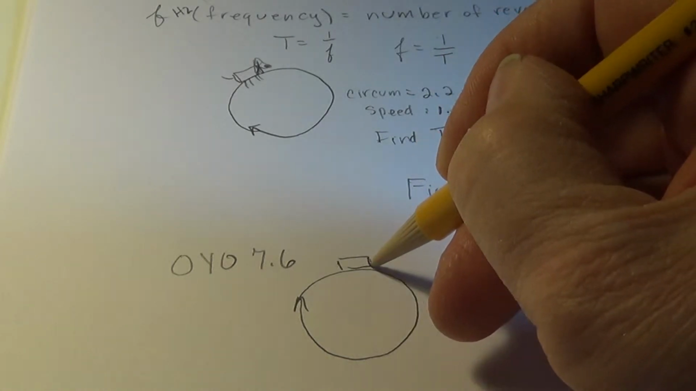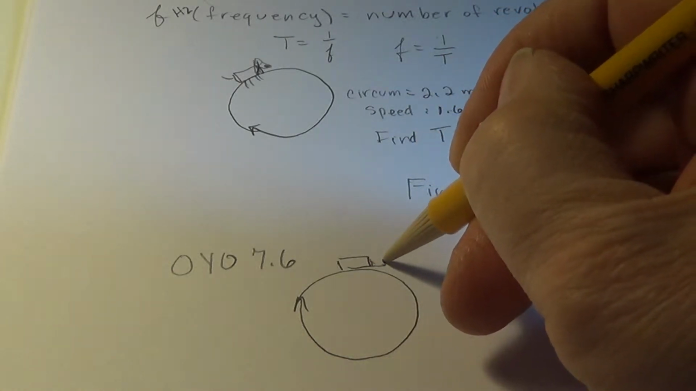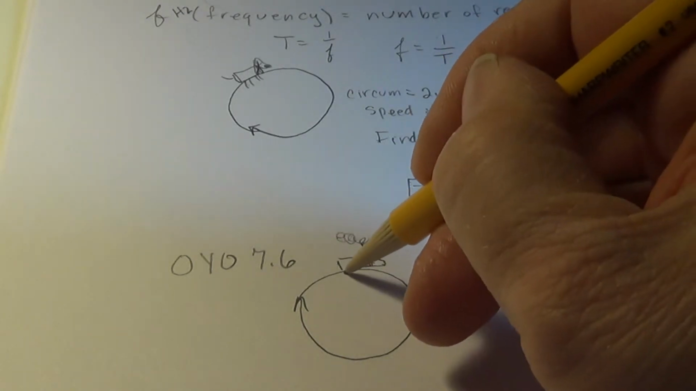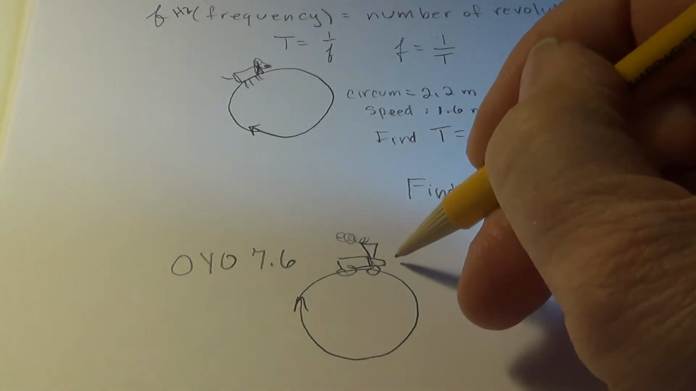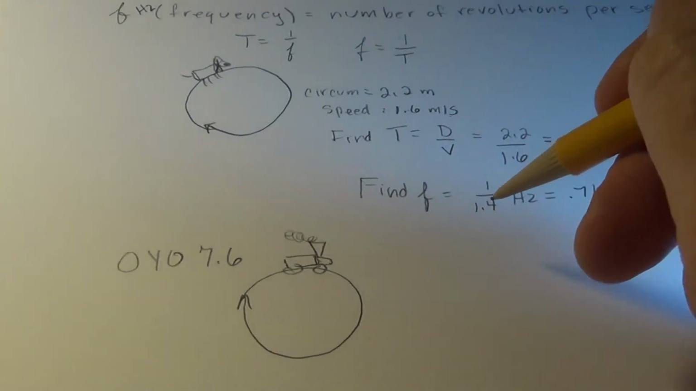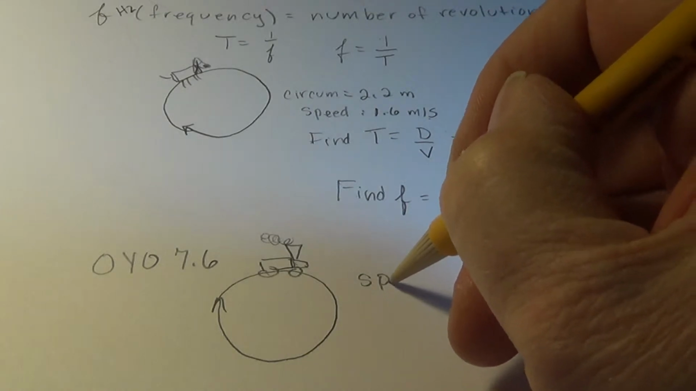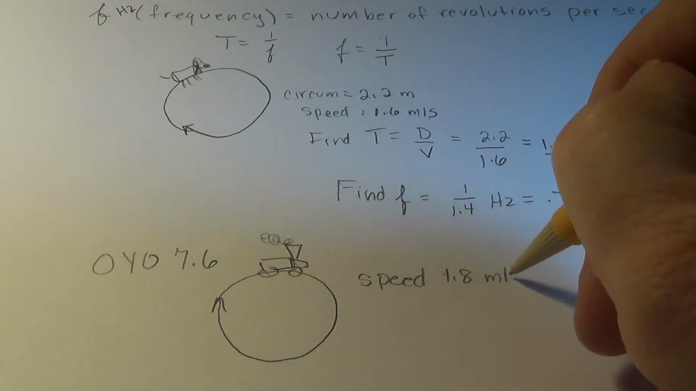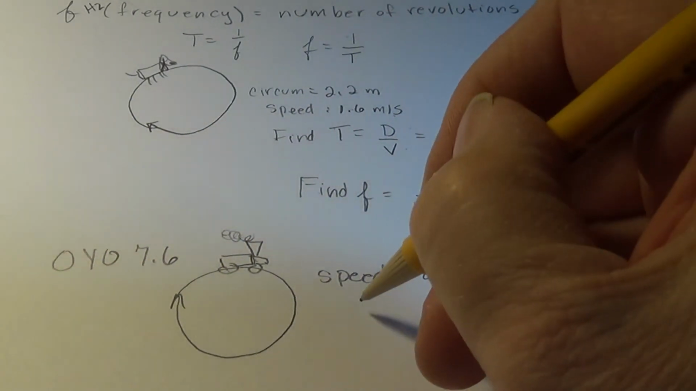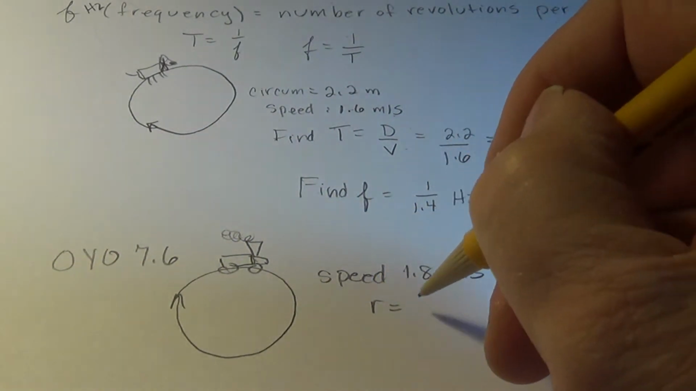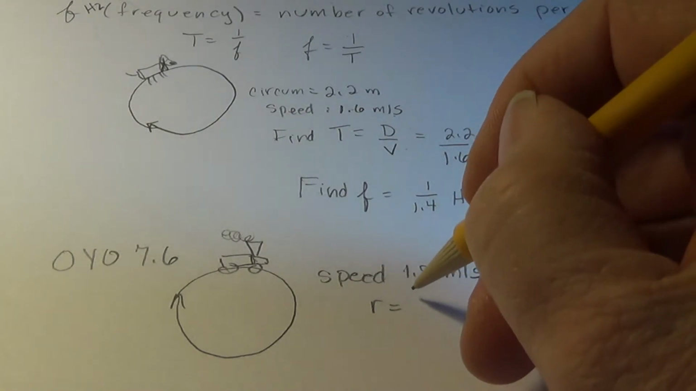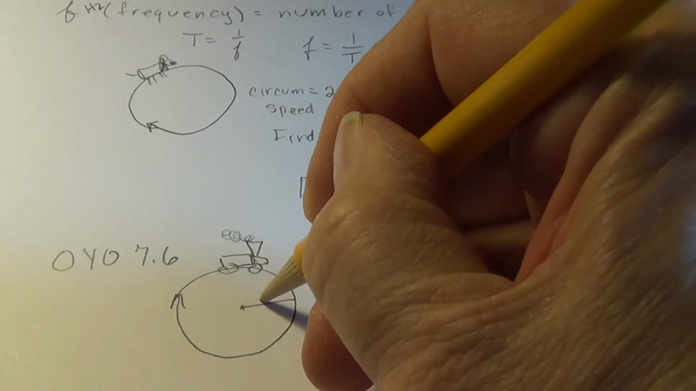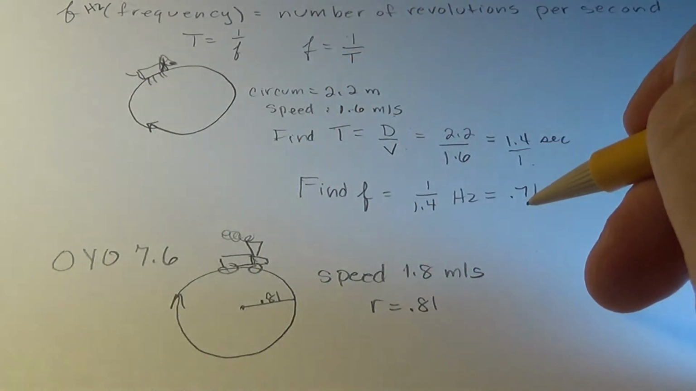So a train, let's see. Oh well, I'm not too good at trains here today. All right, a train is going around in the circle. Make the sketch and write down the information of the problem. Speed is 1.8 meters per second. We'll say the radius of the circle, so R stands for radius, 0.81. I'll just kind of draw that in, 0.81, and that is in meters.